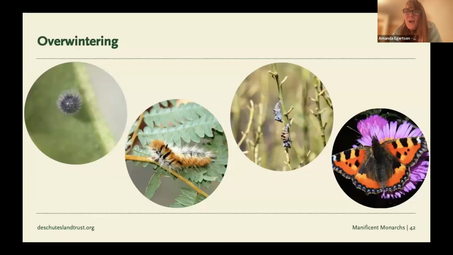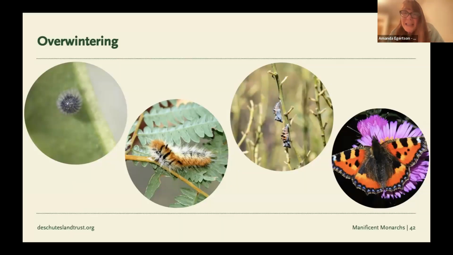Okay, so overwintering. How does a butterfly survive the winter? In Oregon, it can survive it in any one of these life stages. Each species of butterfly has its own strategy for surviving the winter. As I mentioned, California tortoiseshells and mourning cloaks overwinter as an adult. Swallowtails will overwinter as a chrysalis. Other butterflies overwinter in the egg stage or the caterpillar stage.